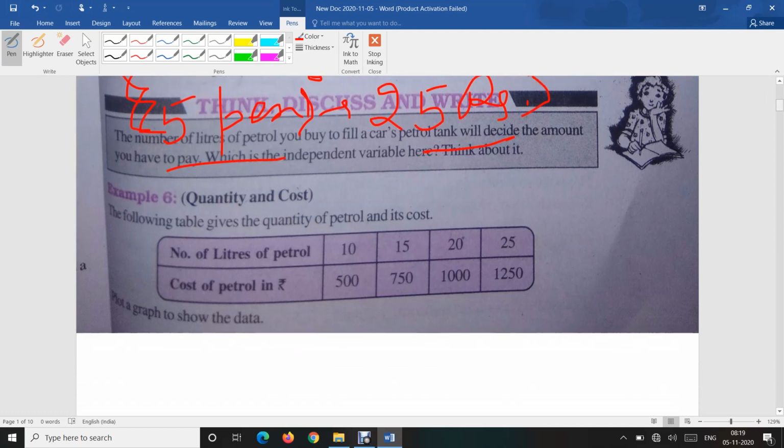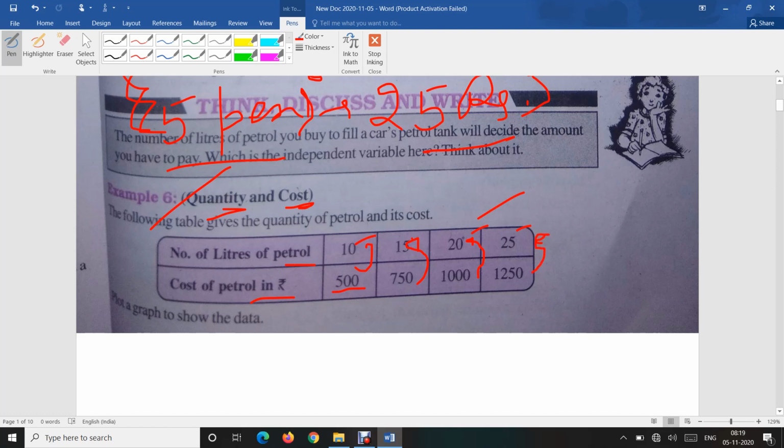Here the first one is quantity and cost. I already told you about the concept of quantity and cost: the cost will completely depend on the quantity. Here you can plot the graph for this. You are given the number of liters of petrol: 10 liters, 15 liters, 20 liters and 25 liters, and the cost for that is 500 rupees for 10 liters, 750 for 15 liters, 1000 rupees for 20 liters, and 1250 for 25 liters.